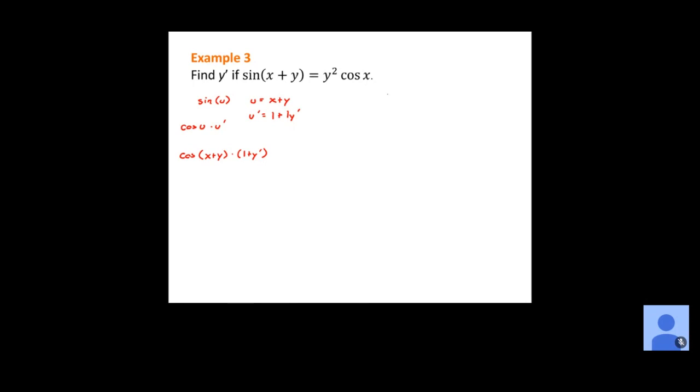So I'll come down here and write it: cosine of (x plus y) times (1 plus y prime). Any questions about using the chain rule there to find the derivative of the left-hand side? All right, now let's look at the right-hand side. How are we going to find that derivative?